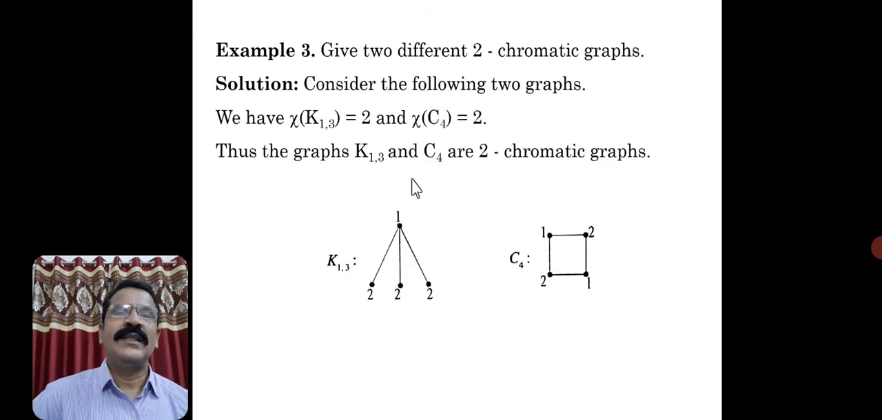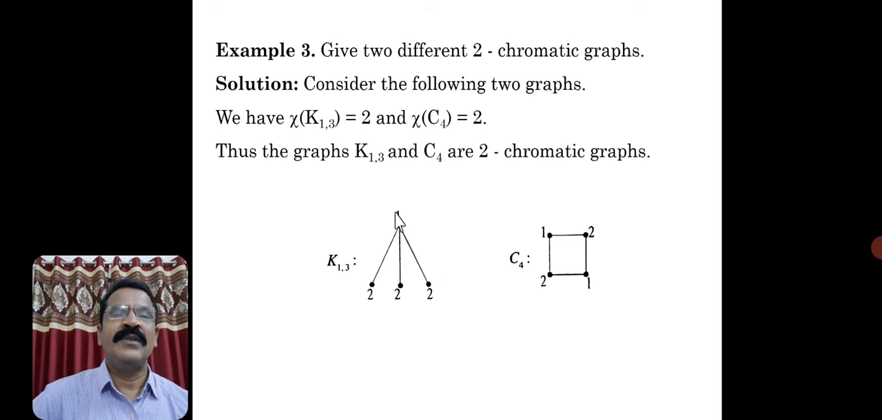So let us consider one more example. Here we have considered two different graphs. If you consider K1,3 as well as C4, let us think about what the chromatic number would be for K1,3. So this is the graph of K1,3.